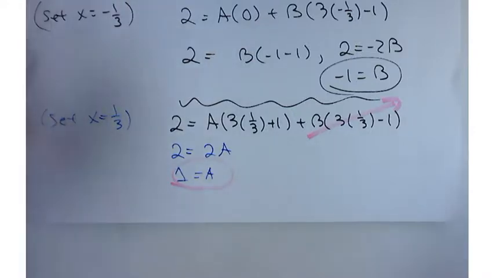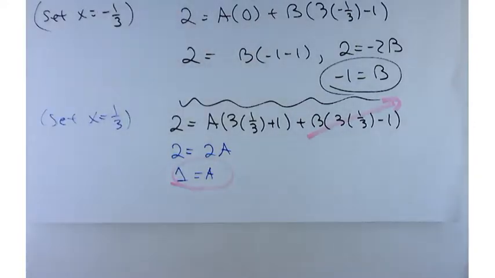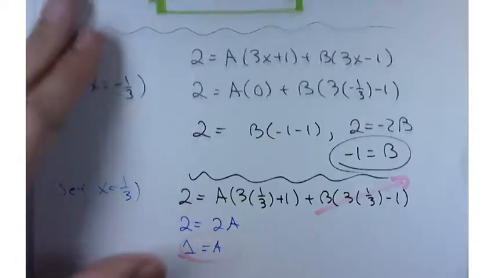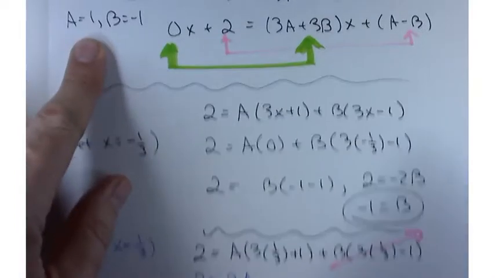So generally speaking, I've heard this called the cover-up method. What we did here is a little easier. You don't have to set up a system of equations. But even if you did, you'll get the same solutions, 1 and -1.